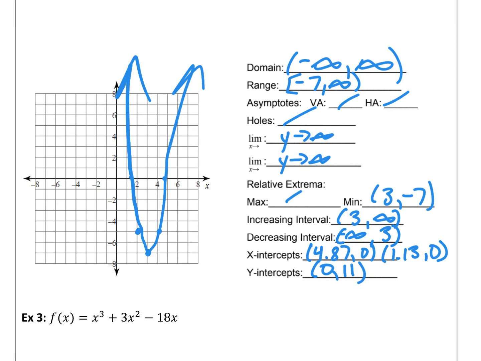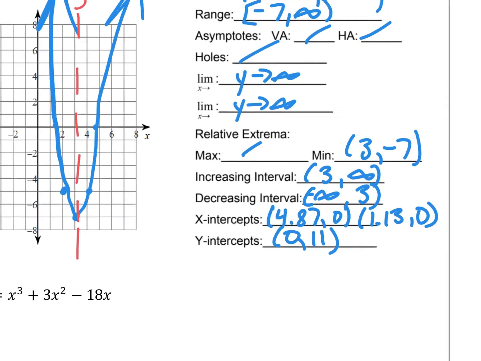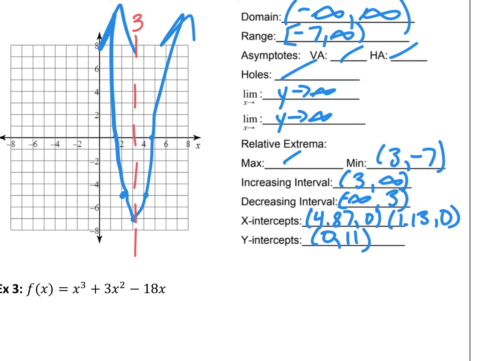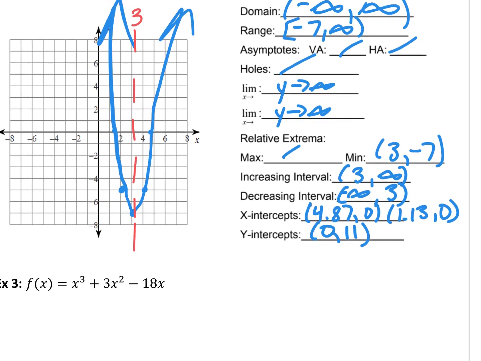Increasing from 3 to infinity. Decreasing from negative infinity to 3. Again, those intervals should add up to your domain. So from left to right, what is happening? We also know that it's going through our line of symmetry, so that's the number we should be including in there. So that should be 3. X-intercepts, y-intercepts, I rounded them for the x, but again, you should have those same things because Desmos gives you that. Okay, questions on that?